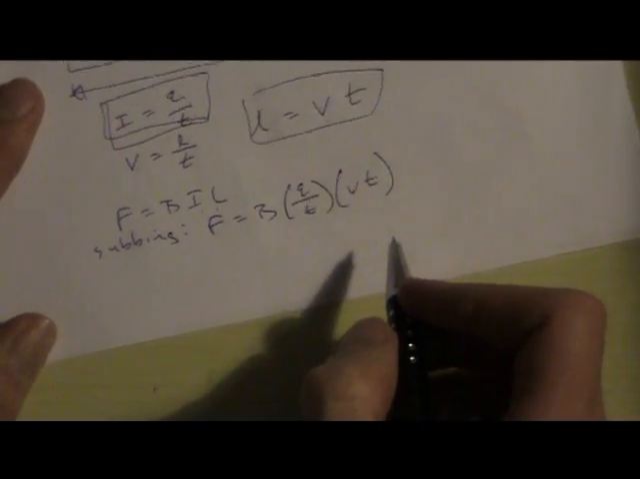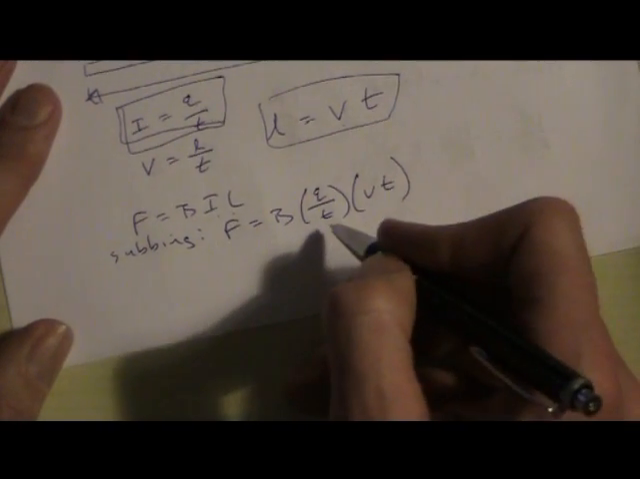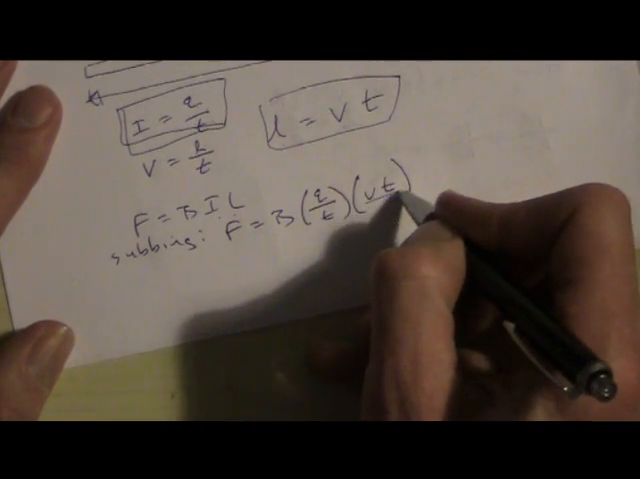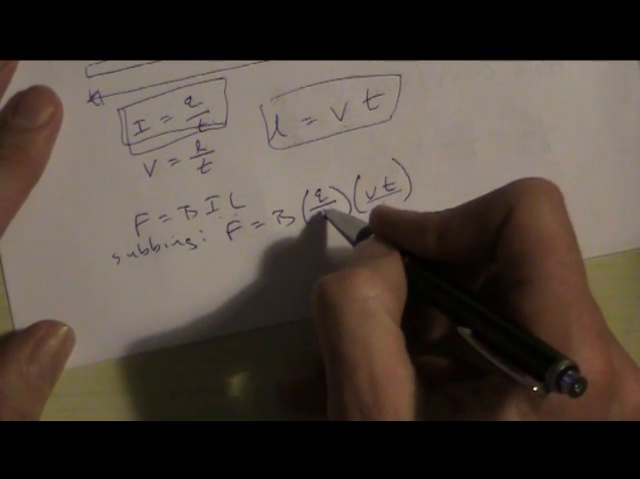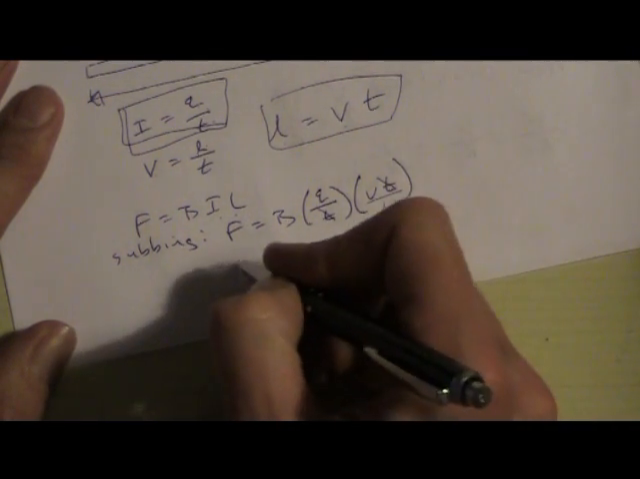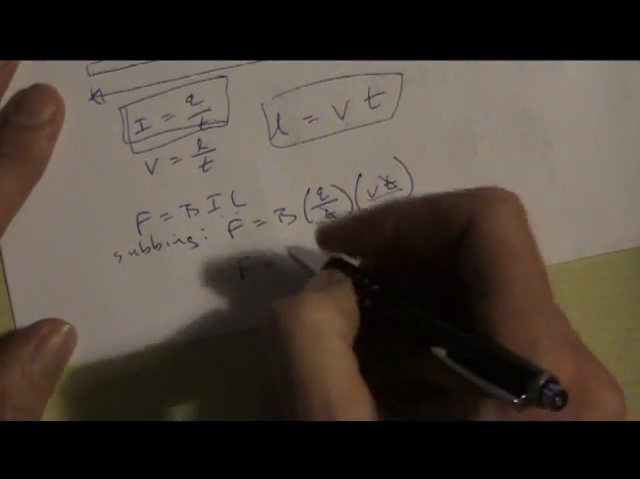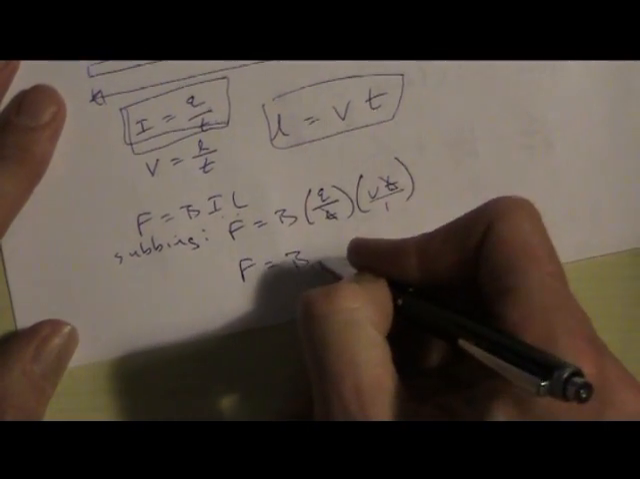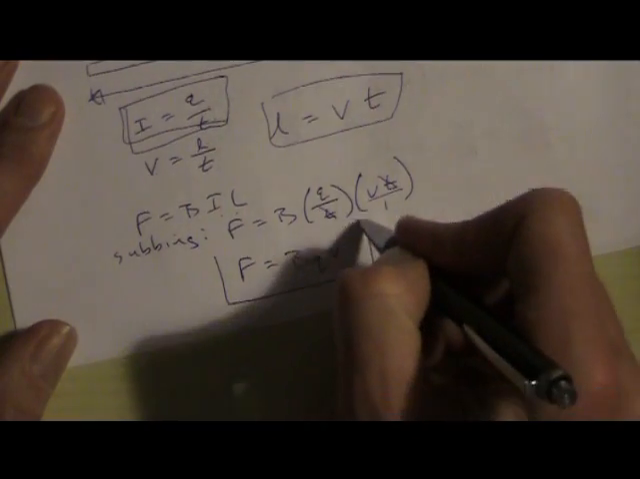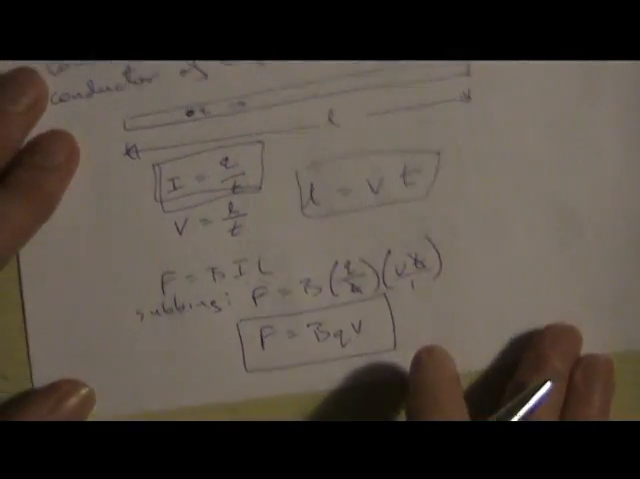Okay, now what happens here? Well, I've got a t under the line there, and Vt is the same as Vt over 1, effectively. So I have a t under the line, and that'll cancel with the t above the line. So that'll give me F is equal to B times Q times V. That's it.